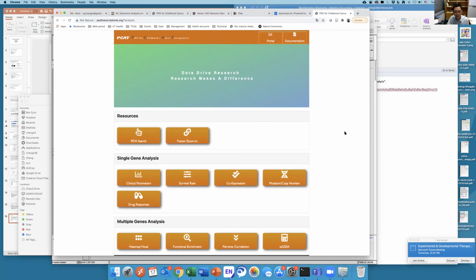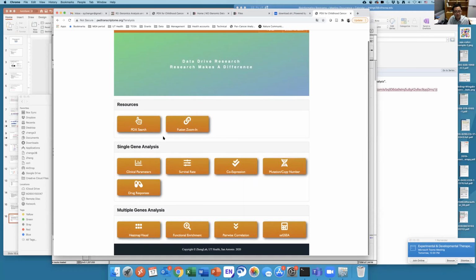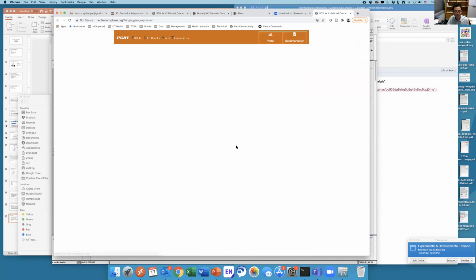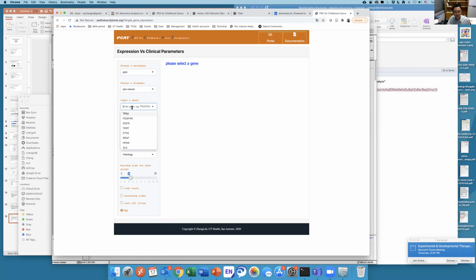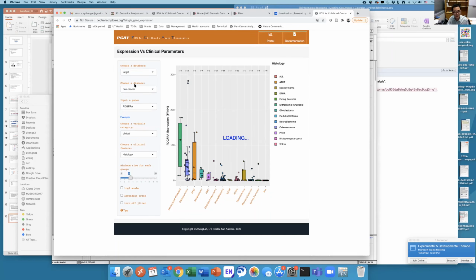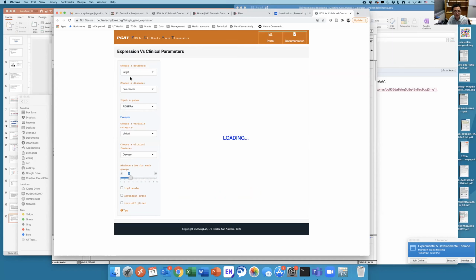This is a website we developed for gene expression analysis. For instance, you can click here. It's very intuitive. What you can do is correlate gene expression with all sorts of things. For instance, you can look at one gene's expression across different disease types. In this case, if you look at PDGFRA, you can see the PDGFRA expression is high in extracranial rhabdoid tumor. That makes a lot of sense because PDGFRA is a marker of mesenchymal cells. You can switch data set here.